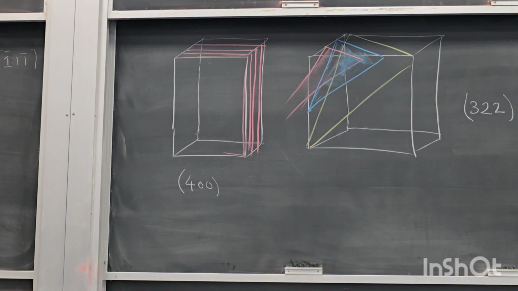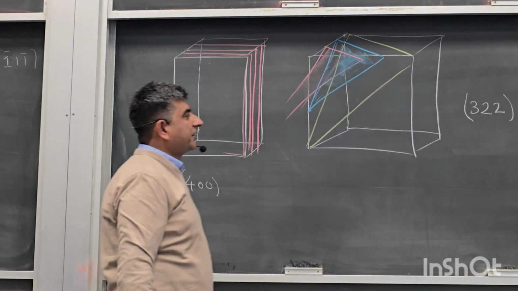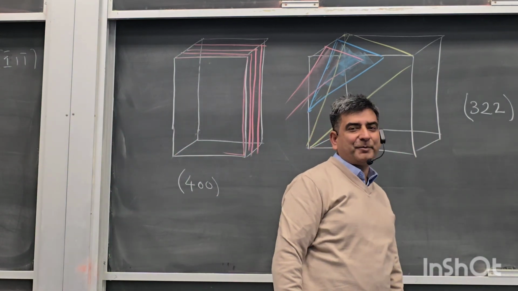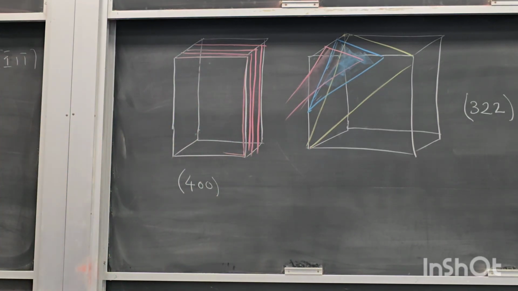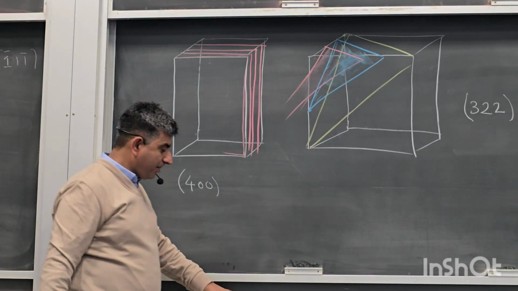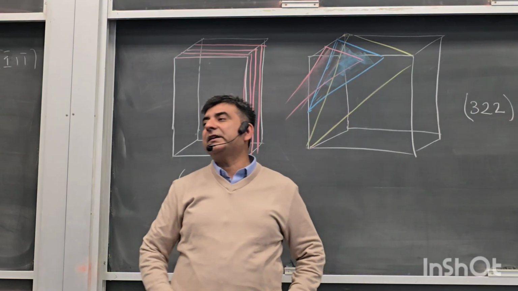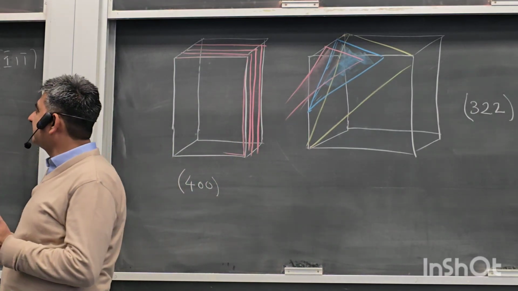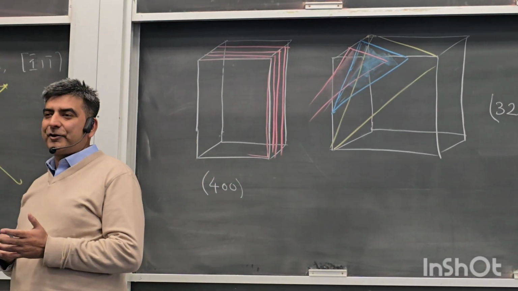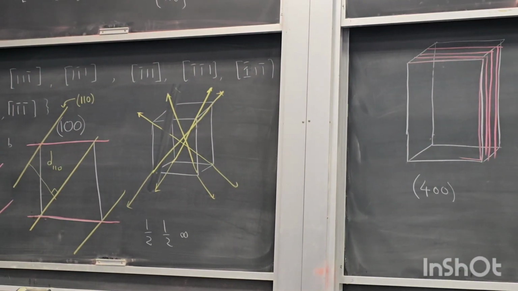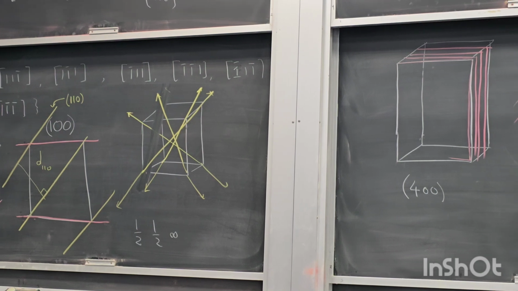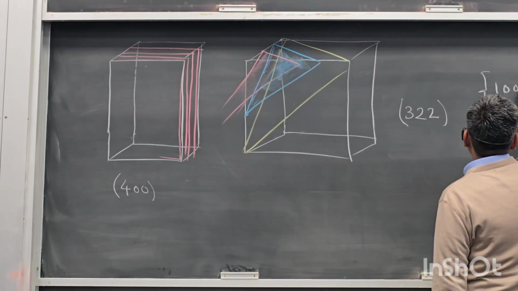Okay? If I were to make this 2 bar, probably I'll make that in the fourth. Okay, so this is how these Miller planes, these indices are defined. And then you have families of planes. For example, in the cubic system, all 6 faces are equivalent. Right? So all 6 of those can be designated as 100.